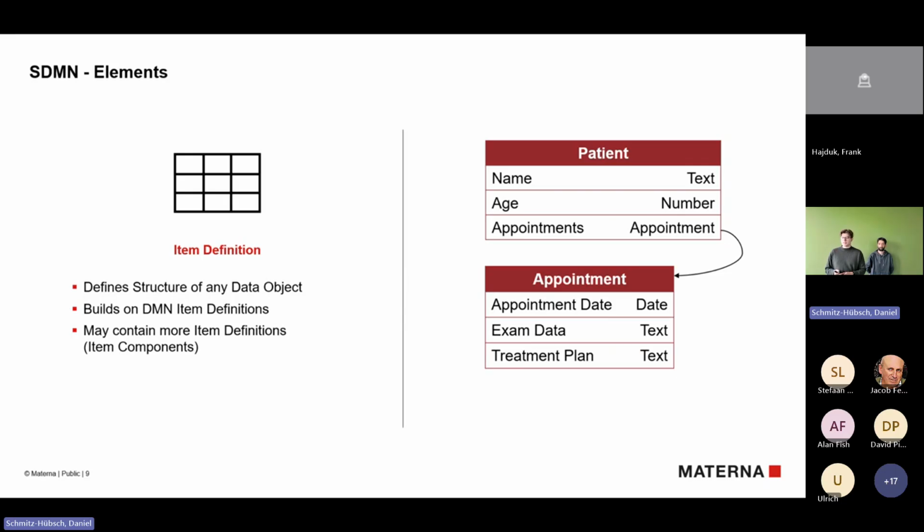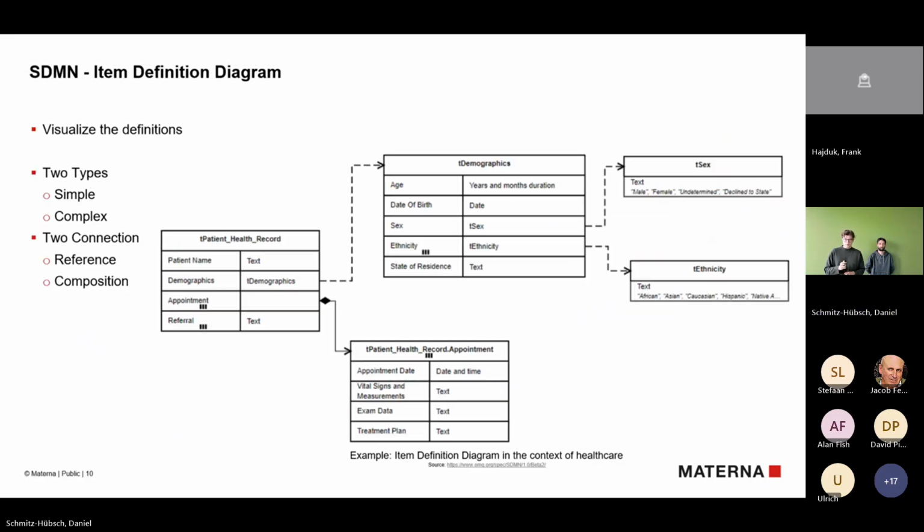But as you can see on the right side, we have a small example again of the patient type. This time we can see the attributes of the patient, which has a name, an age, and also a relationship to another item definition, the appointment item definition. And we can see that they can connect to each other. This is what the item definition diagram looks like. We've seen it in the last presentation with another example, and this is the example from the standard in the context of healthcare.